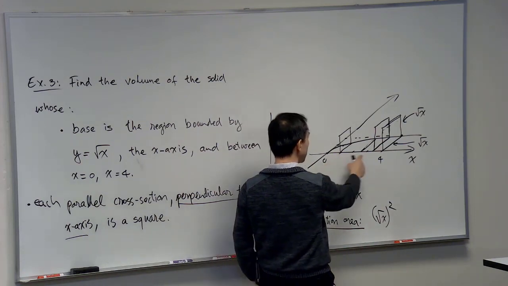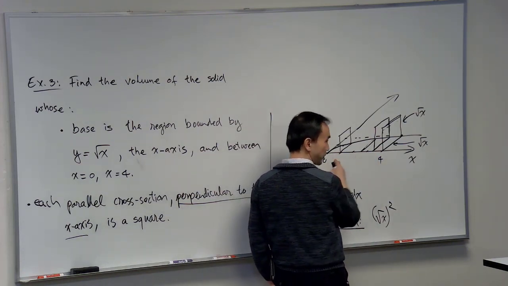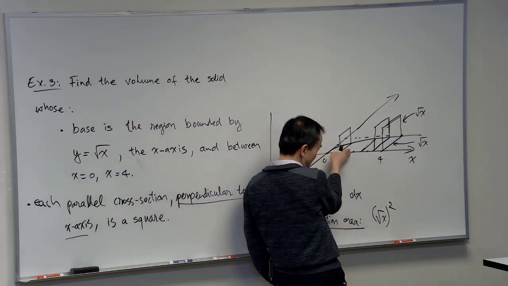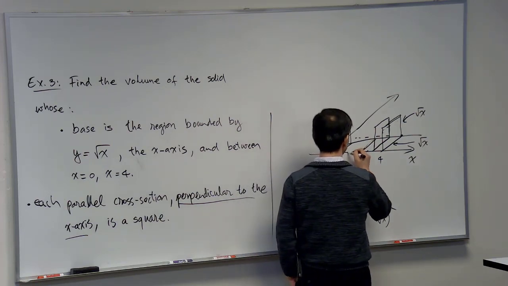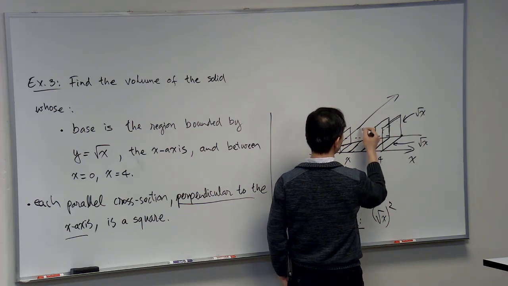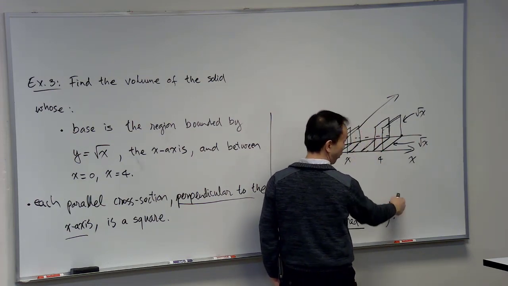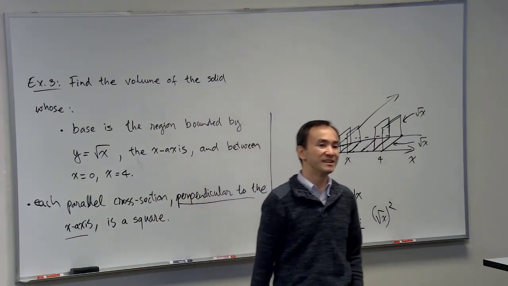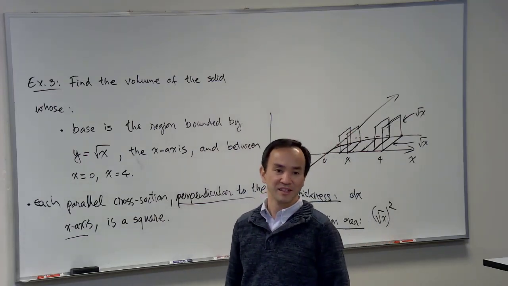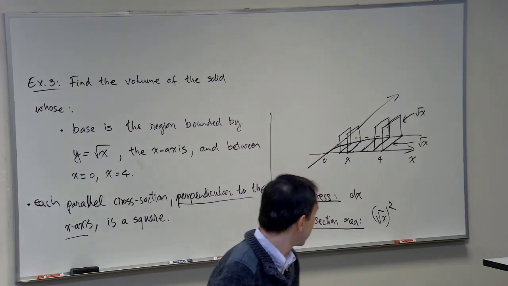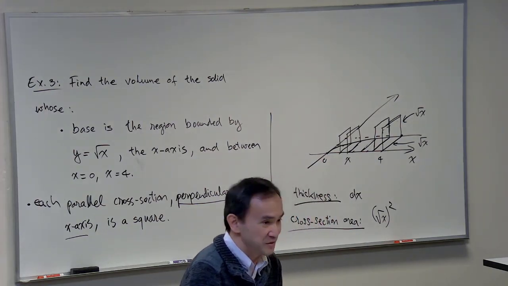Anywhere inside of this base region, anywhere on the x-axis that we place a stripe, right? So wherever x is, we get our square's area calculated as the square root of x, all squared. That's the way we calculate it. So every problem has a different way, but we base it right on the description of our cross section.